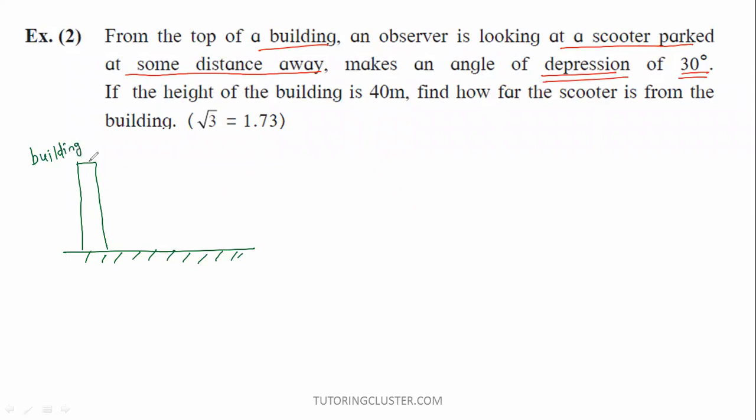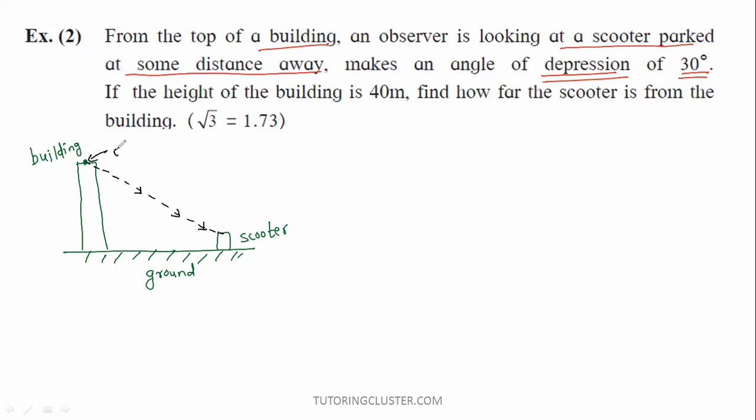This is the building. This is the top of the building, obviously. This is your ground. Okay, now read. From the top of the building, observer is looking at a scooter parked at distance away. So there is one scooter here. This is your scooter, which is parked somewhere on the ground. And observer is looking at the scooter. So this is your line of vision.